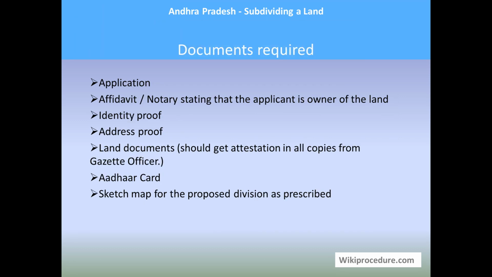Documents required for this procedure: you need the application for subdivision, an affidavit or notary stating that the applicant is the owner of the land, identity proof, address proof, land documents with attestation in all copies from the Gazette officer, Aadhaar card, and a sketch map for the proposed division as prescribed.